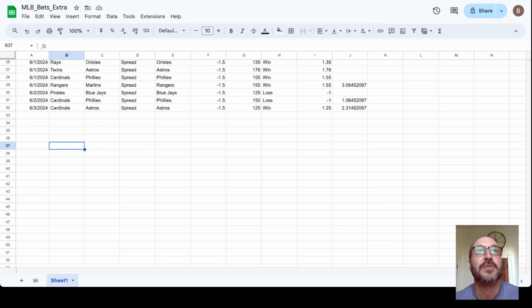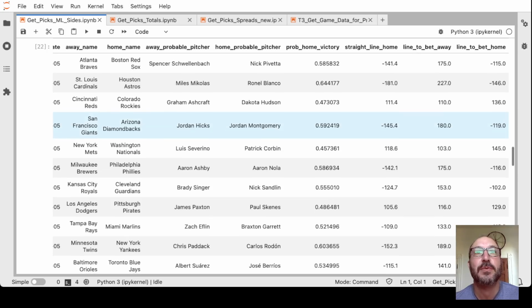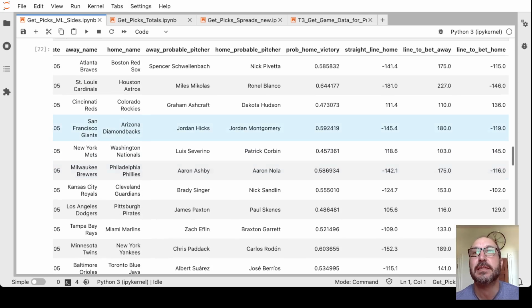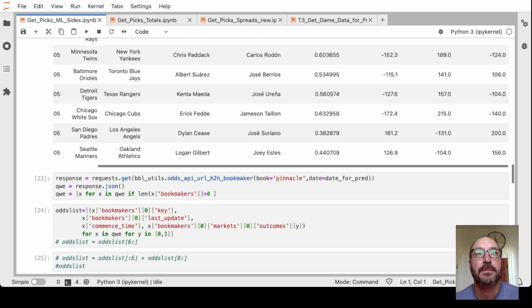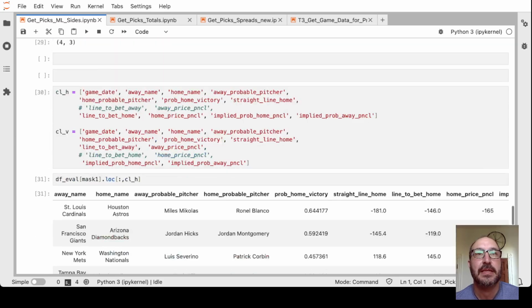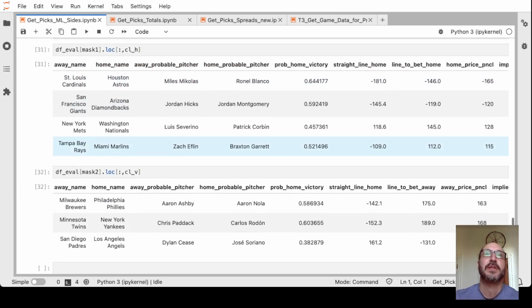Going on to the picks for today, first the money lines. Here's the set of games we have for today, and the probabilities that the model has given. After our filters, it's 4 home teams, 3 away teams. So a fair number of close calls here. Let's take a look. First up, it likes the Astros, but it wants minus 146 with Pinnacle showing 165.